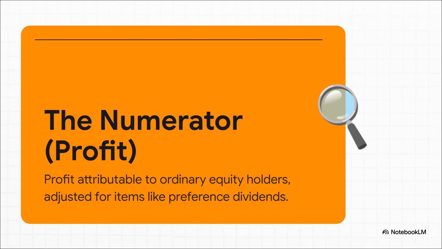First, let's look at the numerator, the profit part. Now, we don't just grab the company's total bottom line profit. No. For EPS, we need the profit that belongs specifically to the ordinary shareholders. This means we have to take the profit and subtract any dividends that are owed to preferred shareholders first. It's about finding the pool of money that truly belongs to the common stockholders.